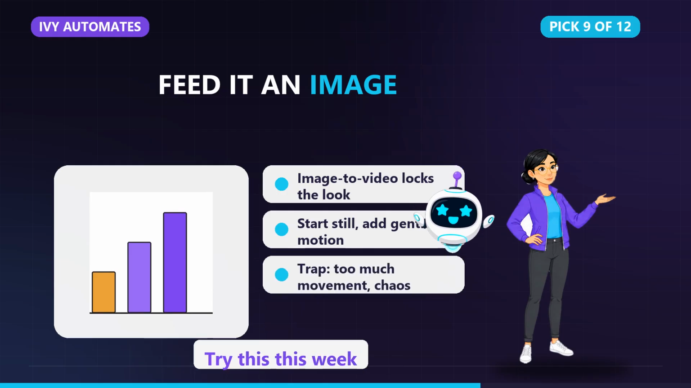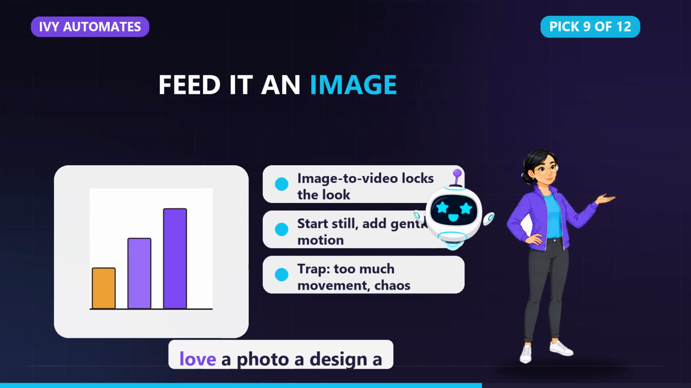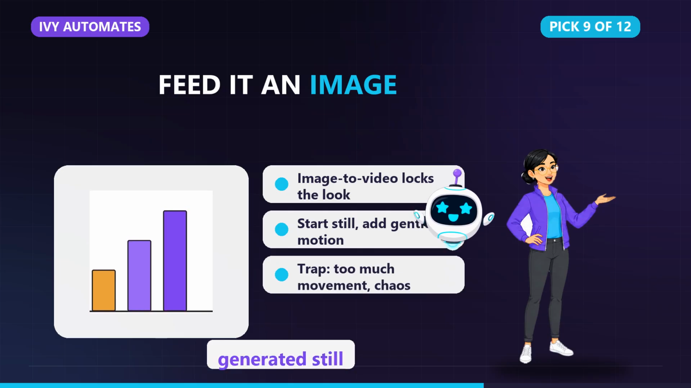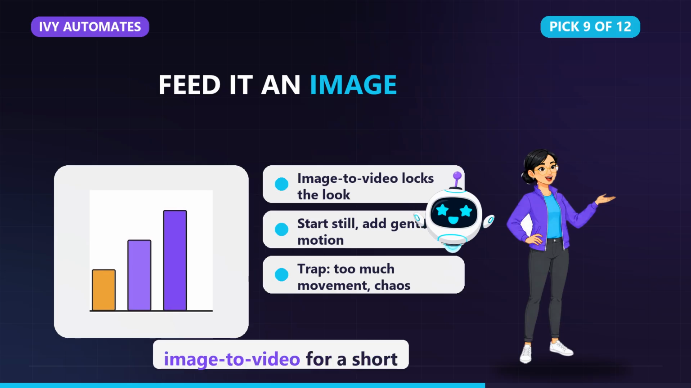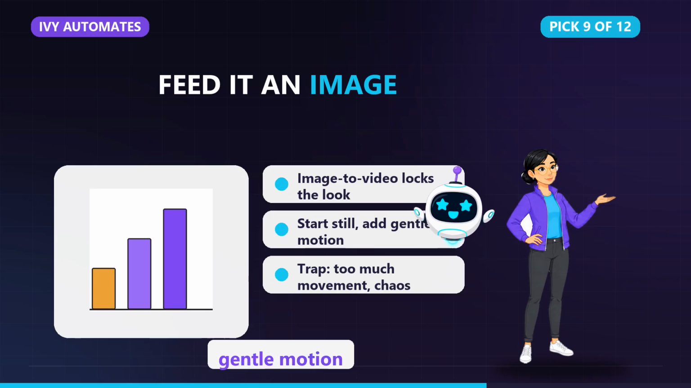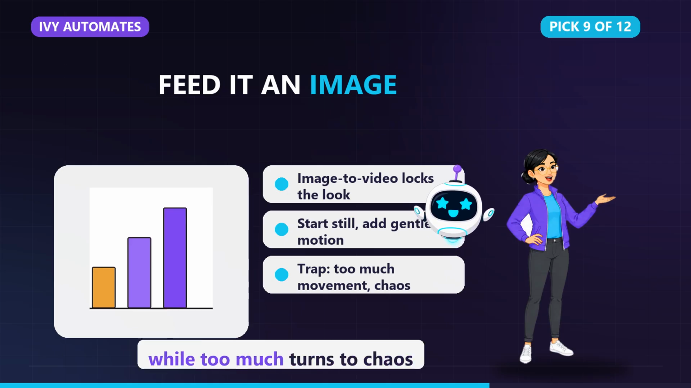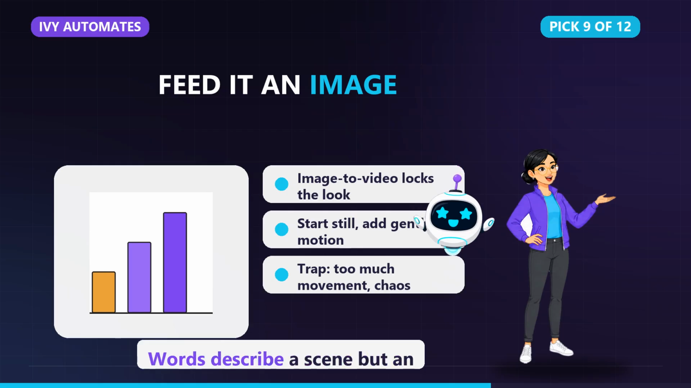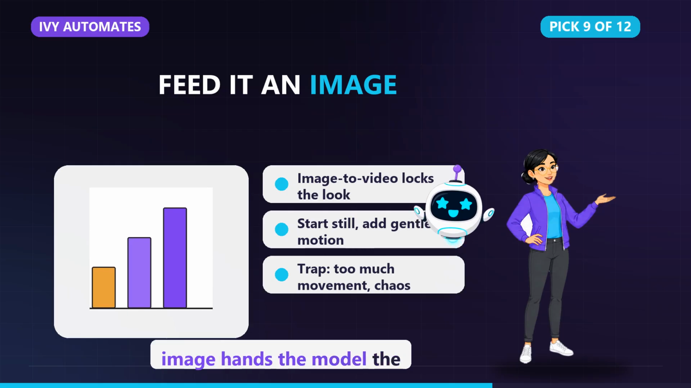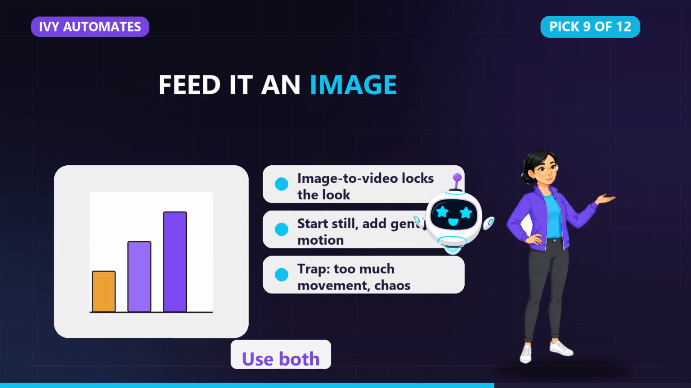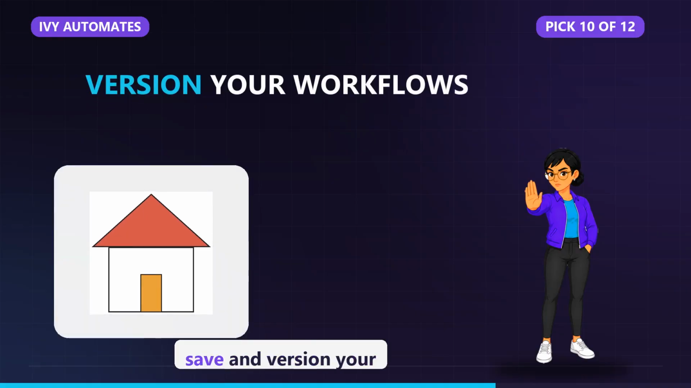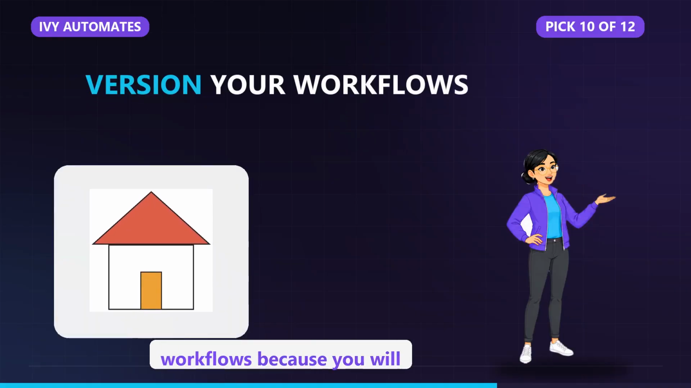Try this week. Take one image you already love, a photo, a design, a generated still, and run it through image to video for a short, gentle motion. Start subtle. A little drift reads as cinematic, while too much turns to chaos. Words describe a scene, but an image hands the model the scene. Use both.